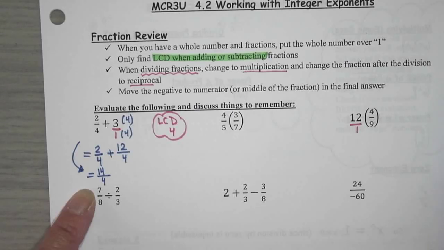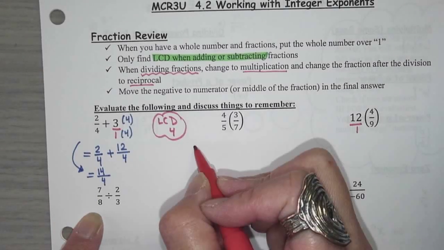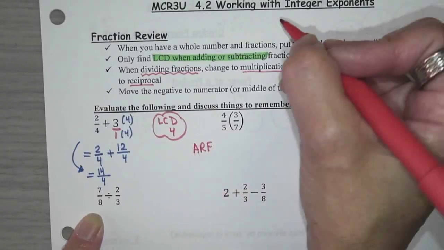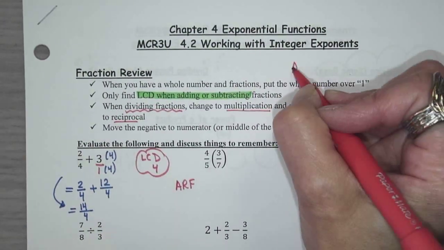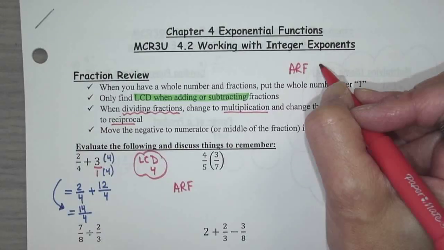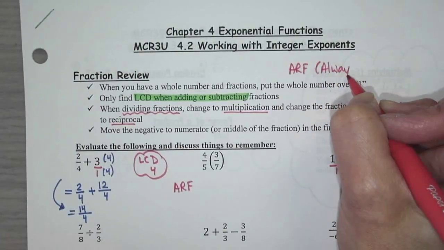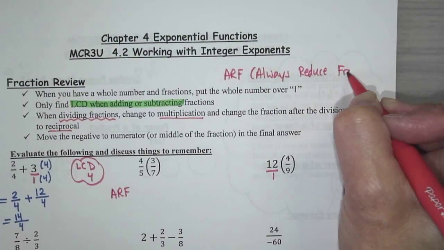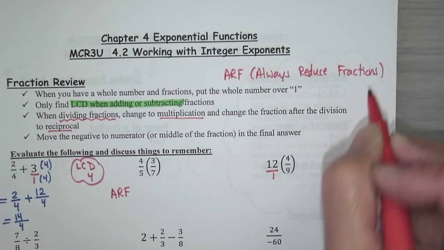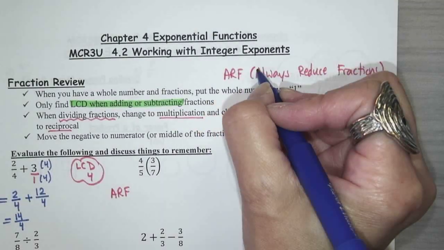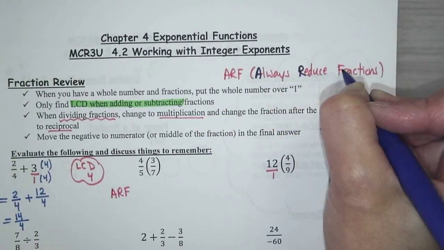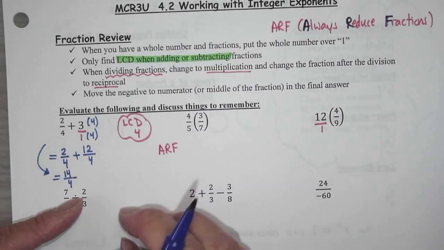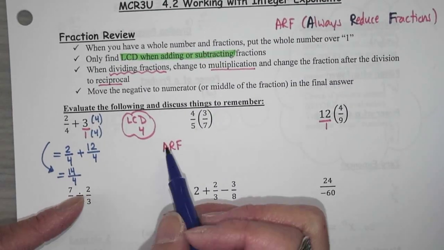Then when you do this, you always want to reduce your fraction. So I always put ARF. That stands for always reduce fractions, right? So A, always reduce fractions. I put ARF on there, so it looks like I'm barking at you. ARF, ARF, ARF, but always reduce your fraction.